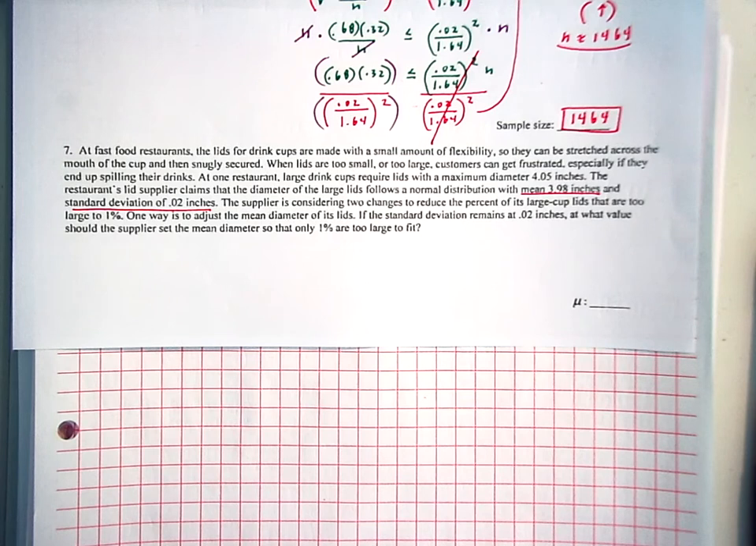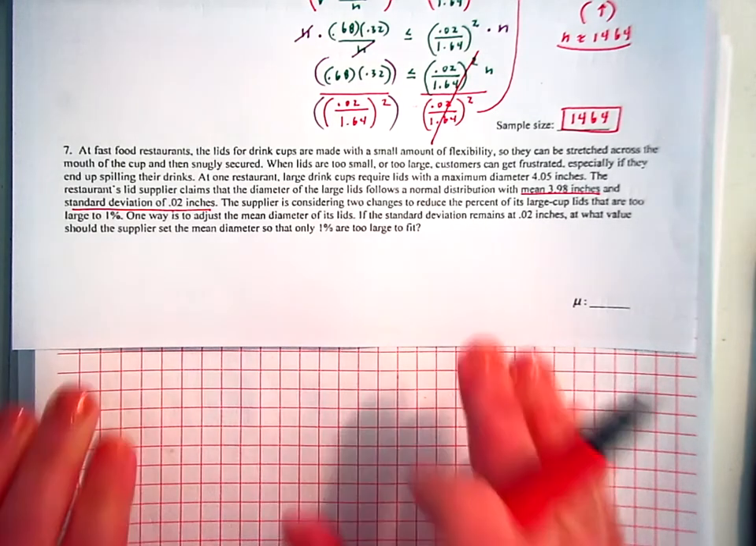The supplier is considering two changes to reduce the percent of its large cup lids that are too large to 1%. One way is to adjust the mean diameter of its lids. If the standard deviation remains at 0.02 inches, at what value should the supplier set the mean diameter so that only 1% are too large to fit?